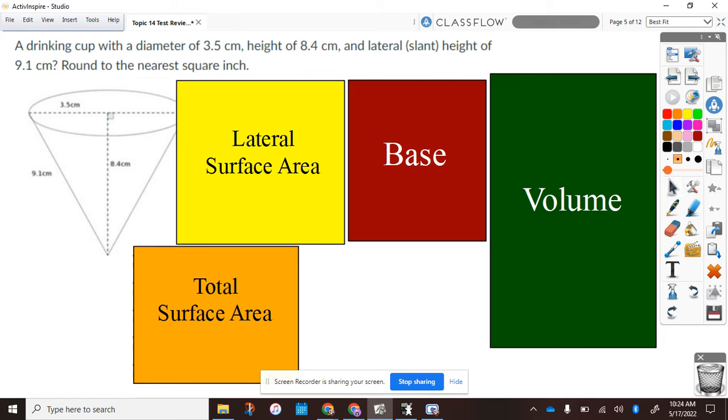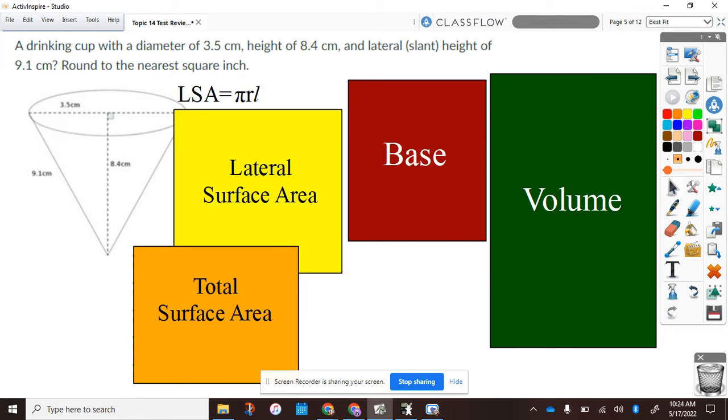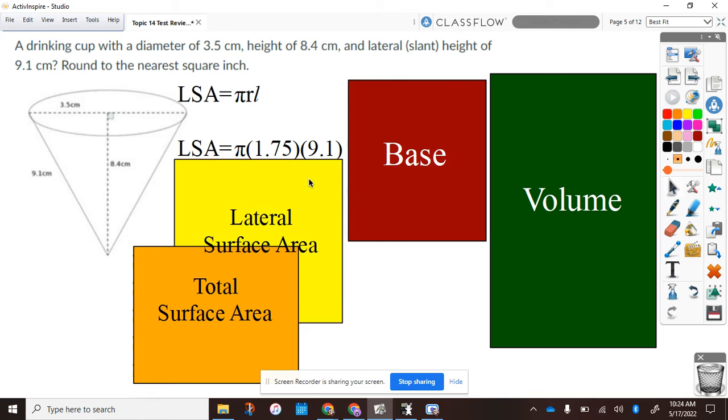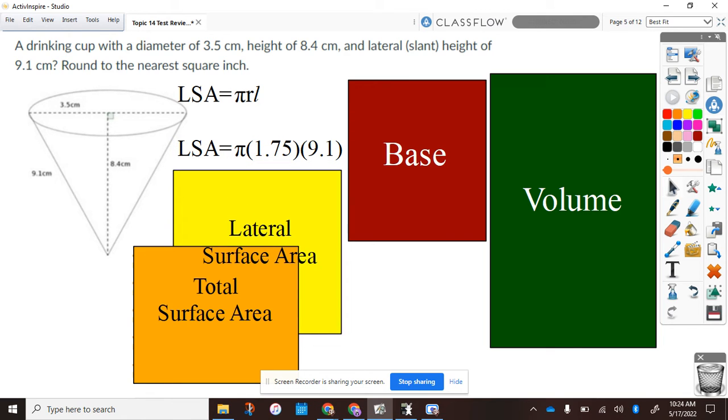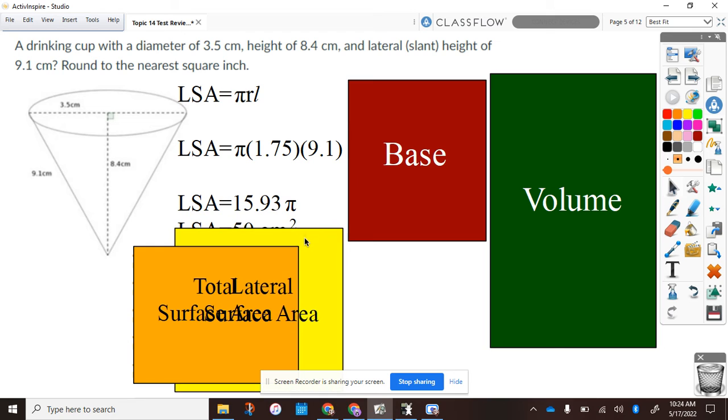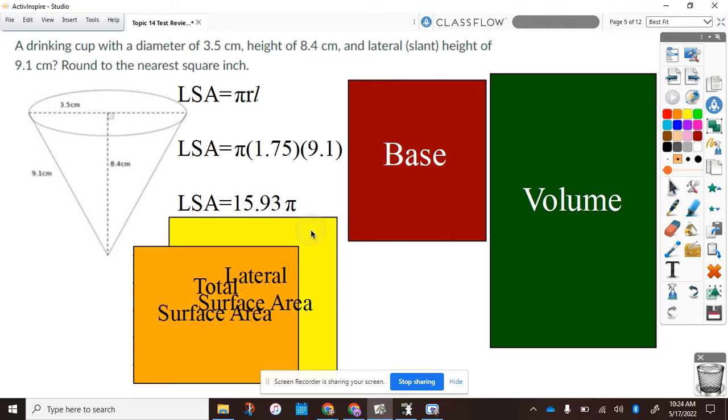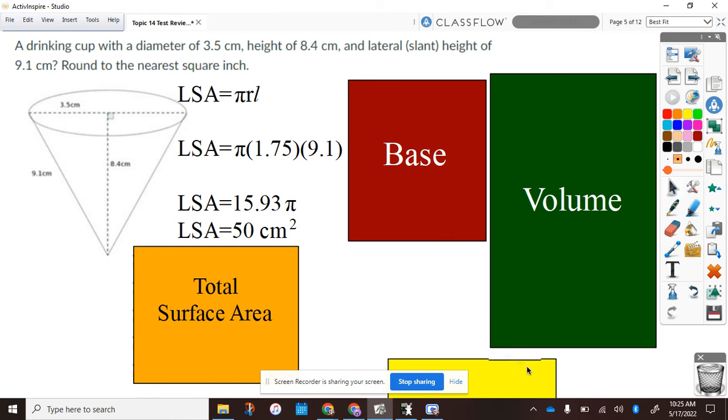So lateral surface area is usually the main formula that you're going to want to look at on one of these. Okay? Pi RL. Your radius, remember, is half the diameter, so we take 3.5, cut it in half, is 1.75. Slant height was already given. This one says round to the nearest square inch. So we're actually going to use pi, and then we're going to round it off to the nearest whole number. 15.93 pi, which when we round it off is about 50 square centimeters.